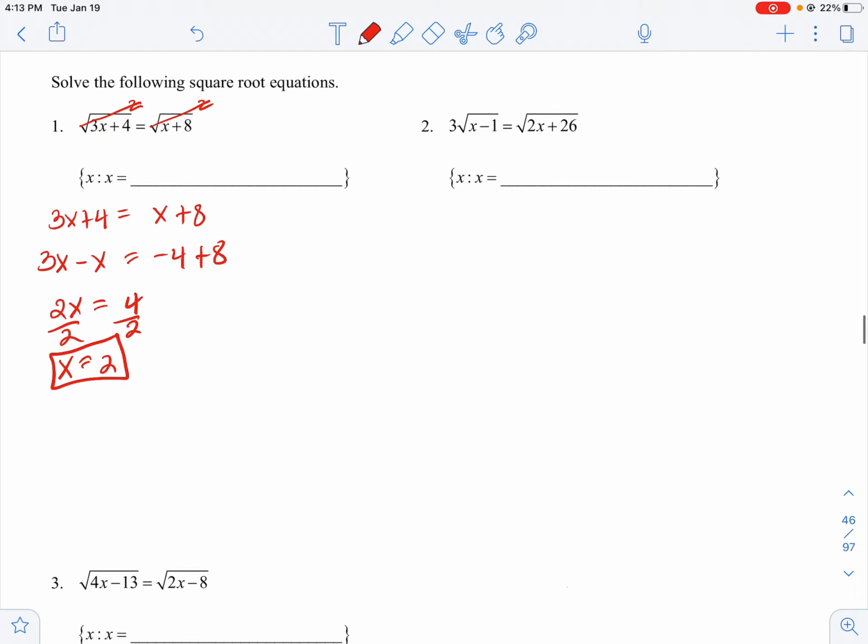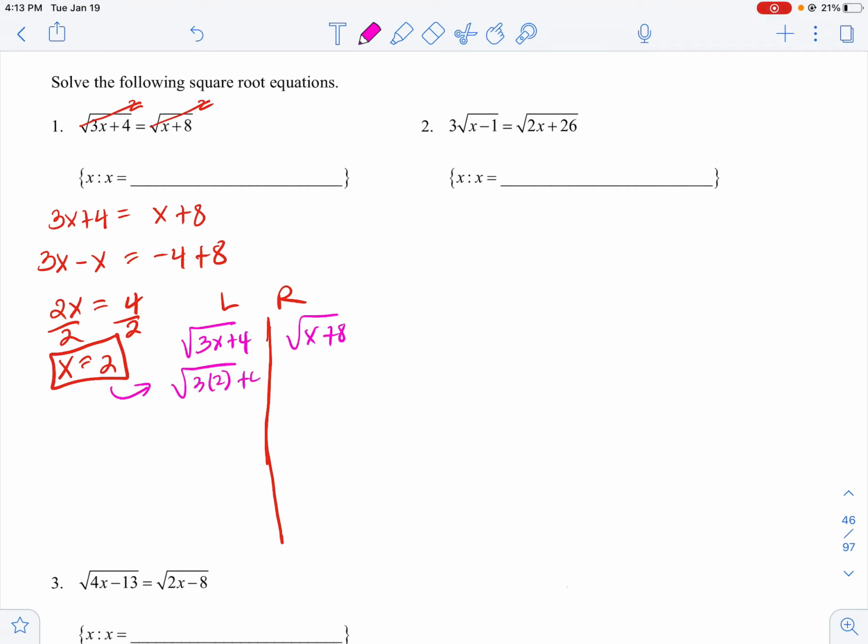But because we're looking for extraneous solutions, we need to make sure that the 2 works on both sides of the equation. Because if not, then 2 is not our real solution. We have left and right. Let's plug in 2 into the square root of 3x plus 4 and the square root of x plus 8.